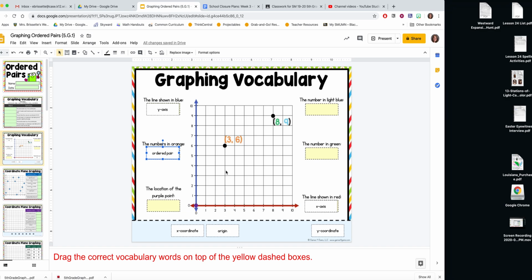I have this line, if I go all the way down, is a 3 on the x-axis. In my ordered pair, the 3 comes first. The x point always goes first. The 6 refers to how high up it is on the y-axis. This is a 6 on the y-axis, so my second number in my ordered pair is a 6. So it goes x then y, just like the alphabet. X comes before y in the alphabet.